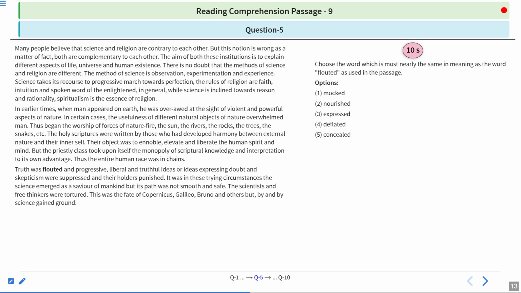The next question is choose the word which is most nearly the same in meaning as the word floated as used in the passage. Options are: mocked, nourished, expressed, deflated, and concealed. You have 10 seconds to answer.